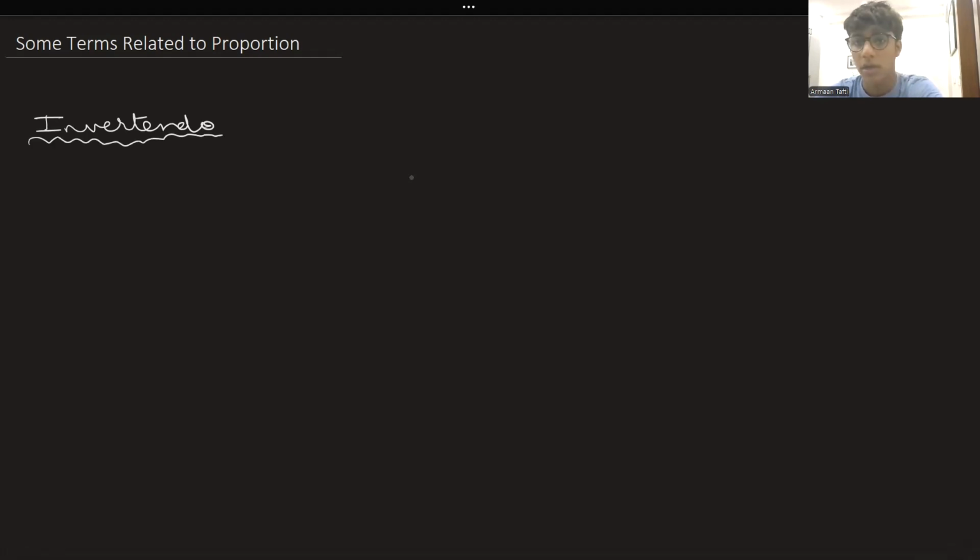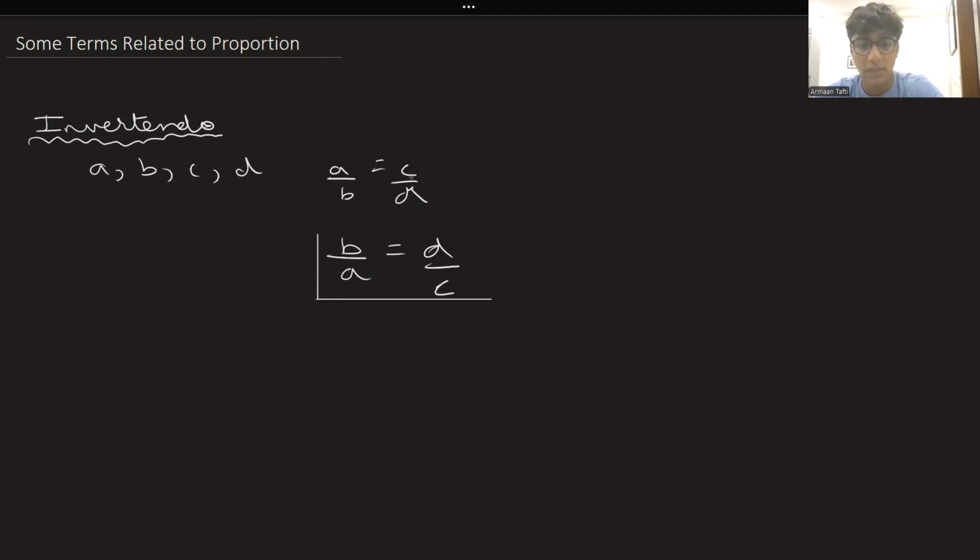We're starting with four numbers A, B, C, and D, and A by B equals C by D, because we know that they're in proportion. Now what invertendo says is that if A by B equals C by D, then B by A is equal to D by C. This is pretty easy to see. You can simply reciprocate both sides of an equation and its value remains the same. That's exactly what we've done here. Nothing too complex about this.